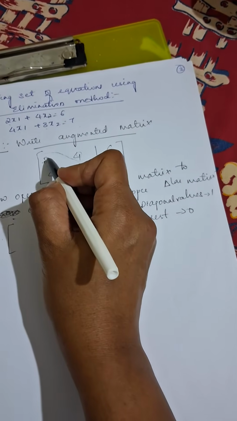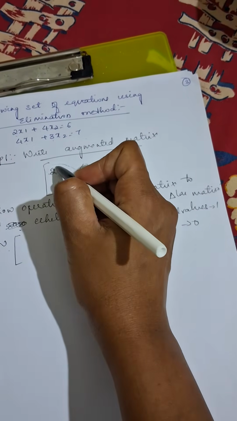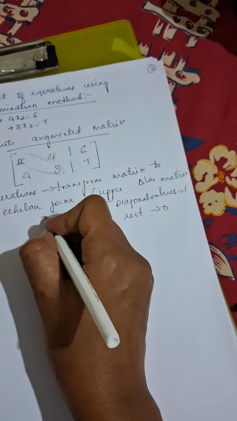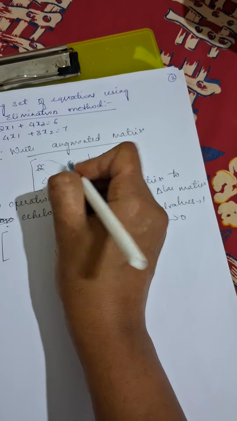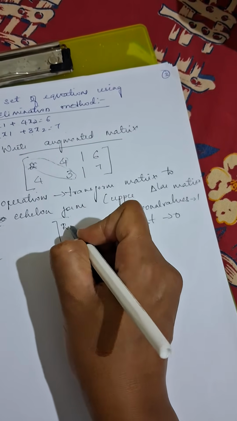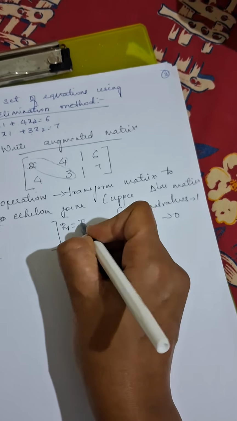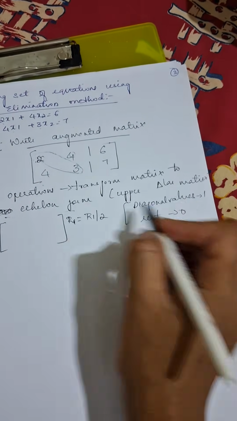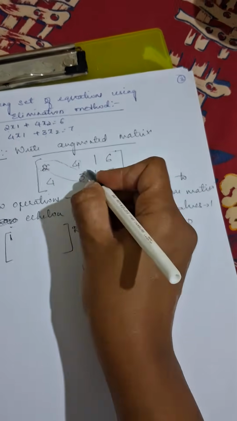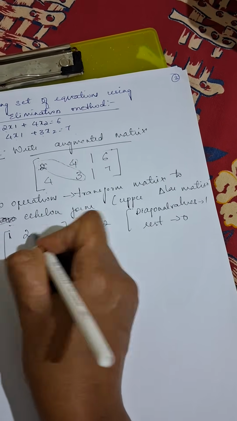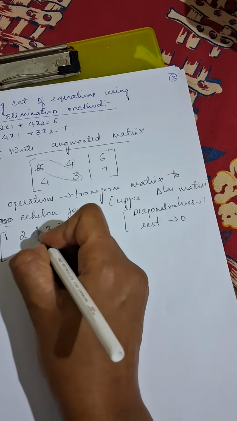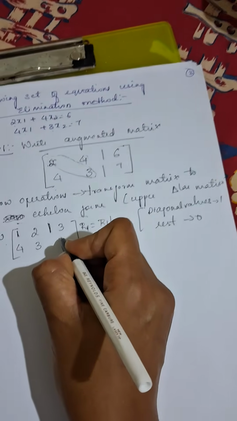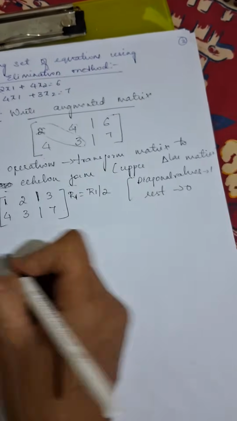First let's focus on making this first element 1. This is nothing but the first element in your matrix. So how do you make it 1? Just divide this row by 2, right? So the first row is R1. I am going to divide it by 2. So if I divide the first row by 2, what happens? 2 by 2 is 1. 4 by 2 is 2. Then 6 by 2 is 3. The second row remains as it is: 4, 3 and 7.